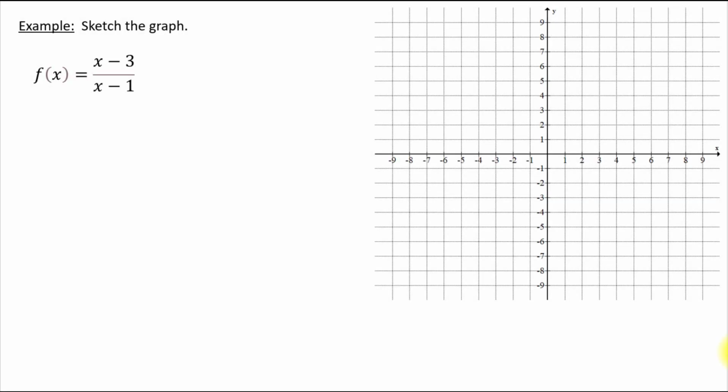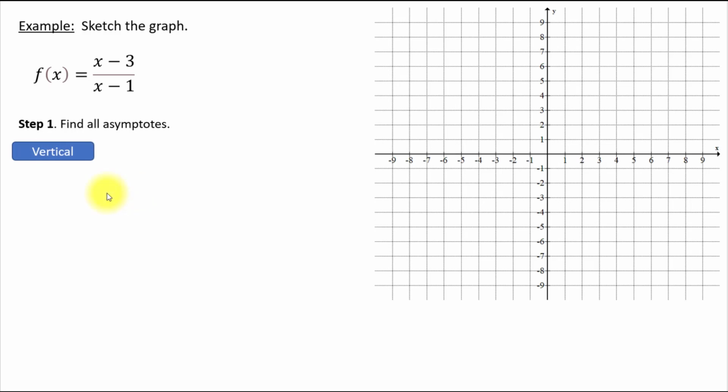Hi everyone! In this video we're going to sketch the graph of the given rational function. First we're going to identify all asymptotes that the graph of this function has. If you feel like you need more detailed review on how to identify the asymptotes, please watch the previous video. We're going to start with the vertical asymptote.